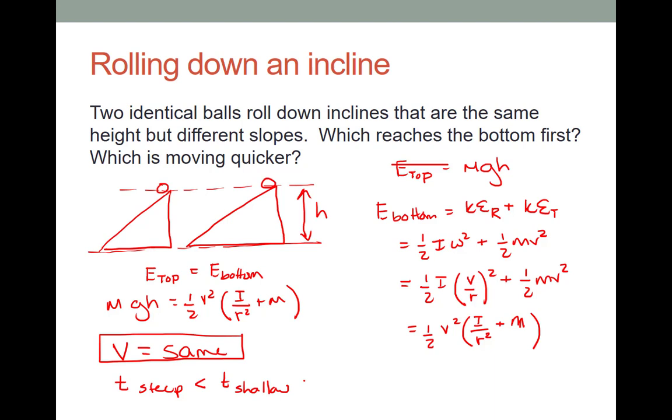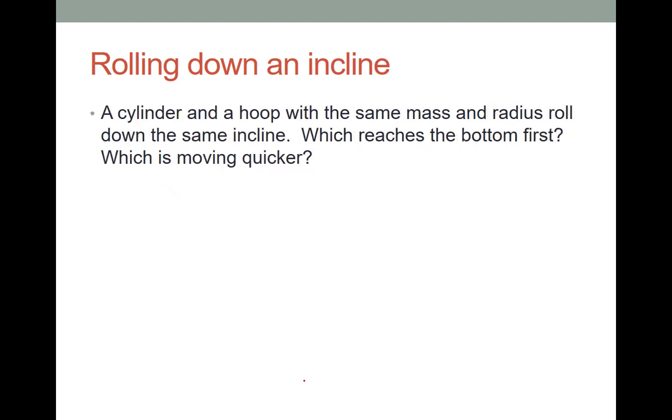Now let's consider a variation on this idea. Instead of having identical objects moving down an incline, we're going to vary the objects. We're going to use a cylinder and a hoop. For both of them, I can do the same analysis that I did on the previous slide, that the energy at the top has to equal the energy at the bottom. The energy at the top will be gravitational potential. Energy at the bottom will be translational kinetic energy plus rotational kinetic energy.